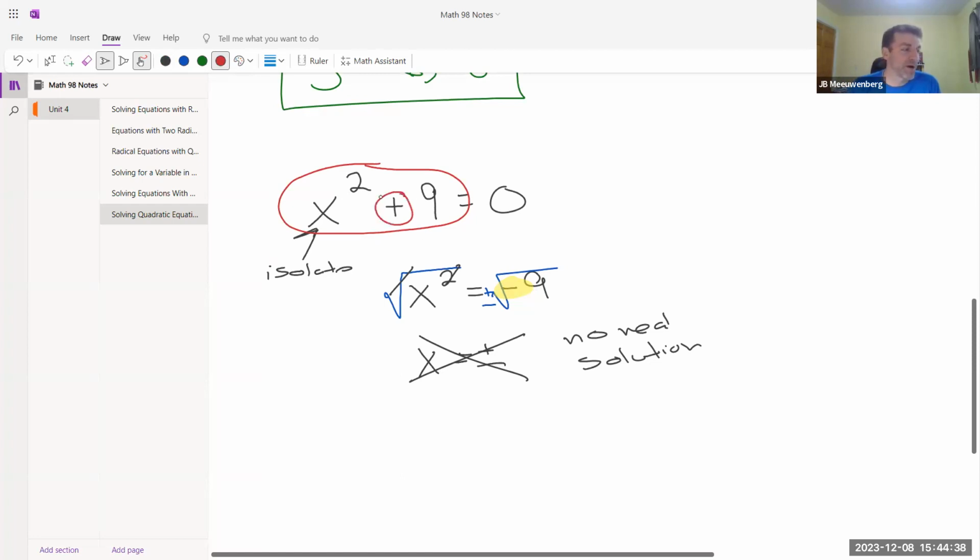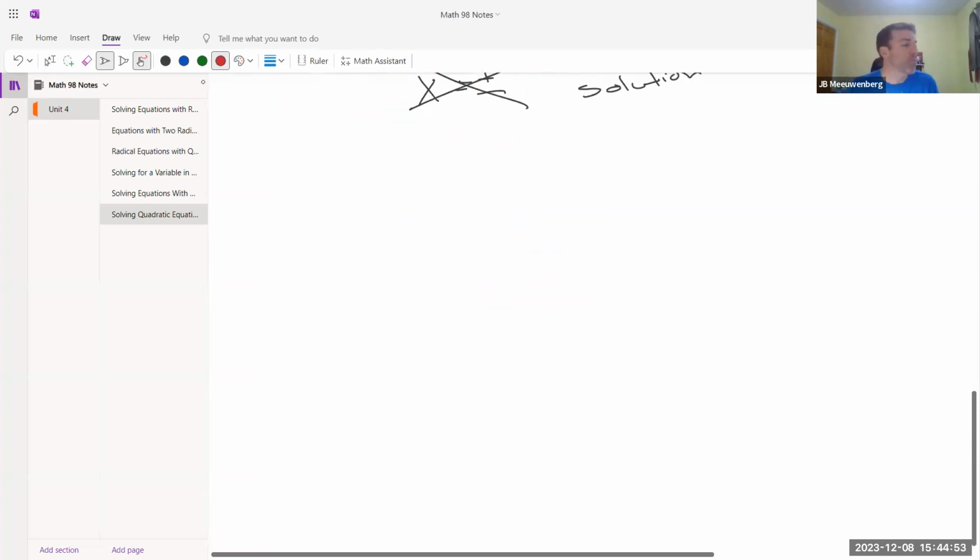This is a sum of two squares, and a sum of squares is not factorable, and it doesn't have any real number solutions because of this. Okay, let's look at a few more different situations.